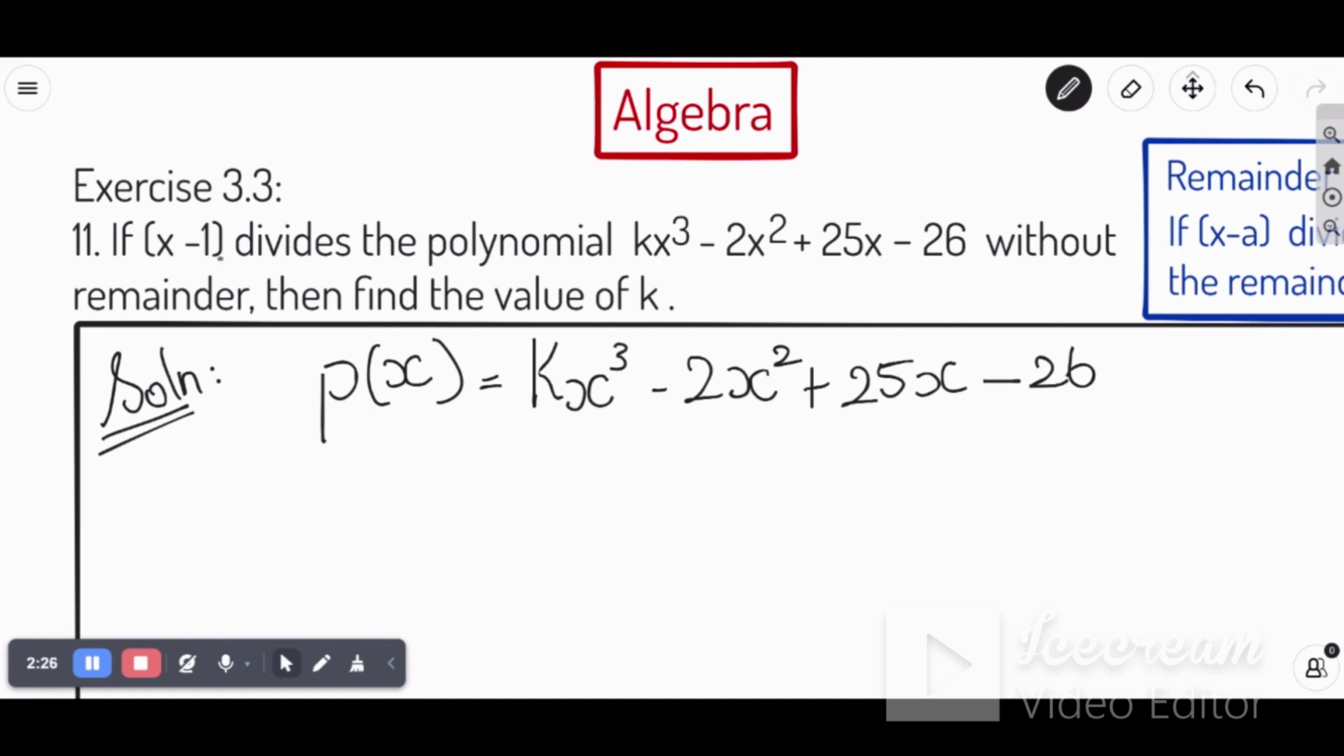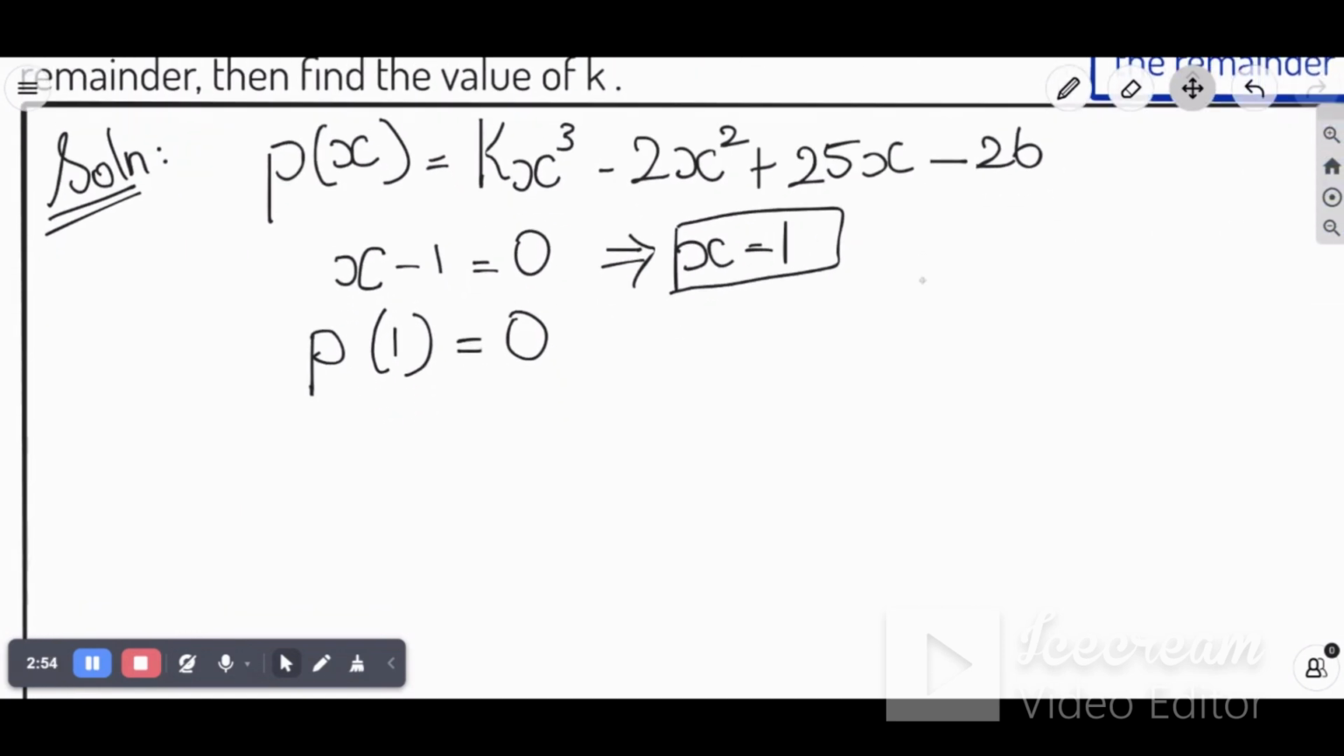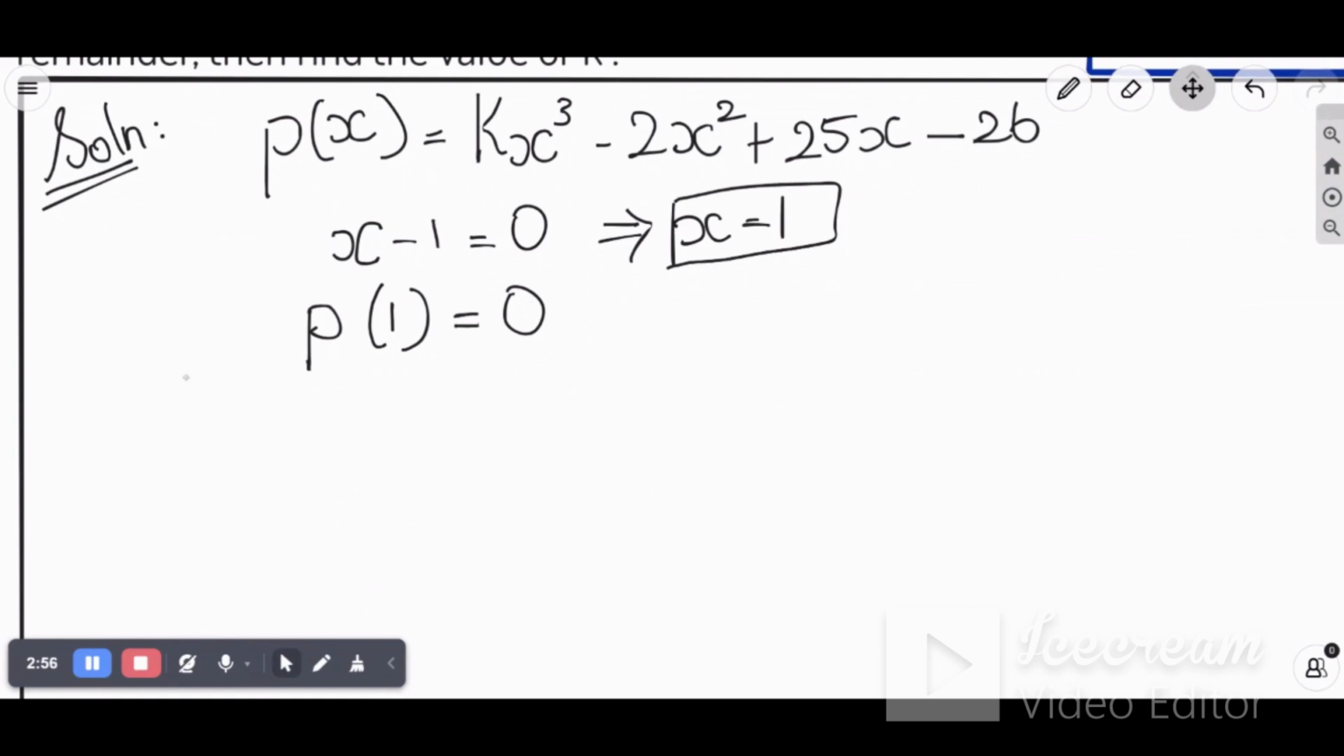What is given? x minus 1 divides the polynomial. So first equate it to 0. x minus 1 is equal to 0, which means your x is equal to 1. Without remainder, as we saw previously, means p of 1 is the remainder, and without remainder means this will be 0. So these are the conclusions you have to arrive at from your question. Once this is done, we can solve it.